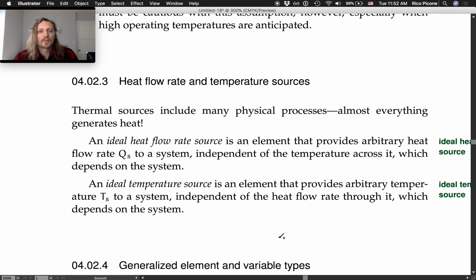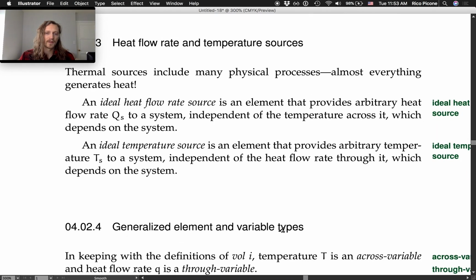Okay, so an ideal heat flow rate source is an element that provides arbitrary heat flow rate Q_S to a system, independent of the temperature across it, which depends on the system. An ideal temperature source is an element that provides arbitrary temperature T_S to a system, independent of the heat flow rate through it, which depends on the system. So it's very similar to a current source. It's a sort of dual of sources.